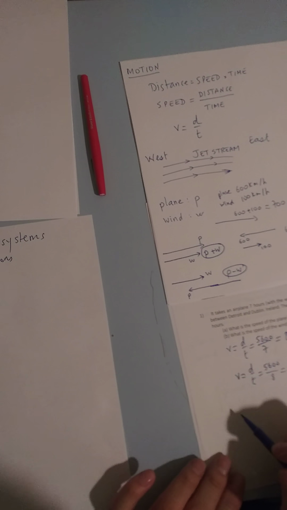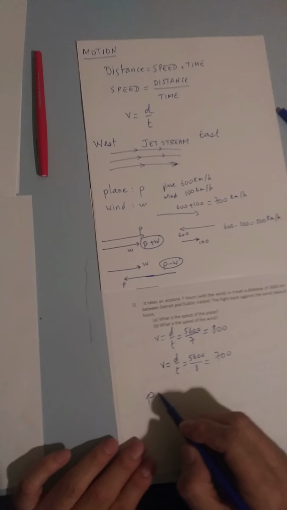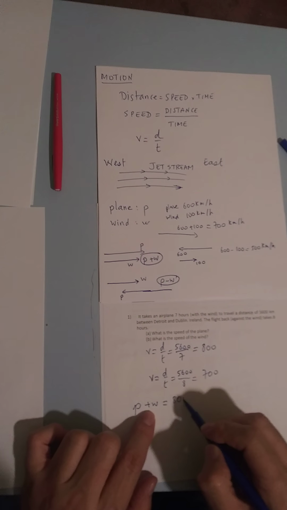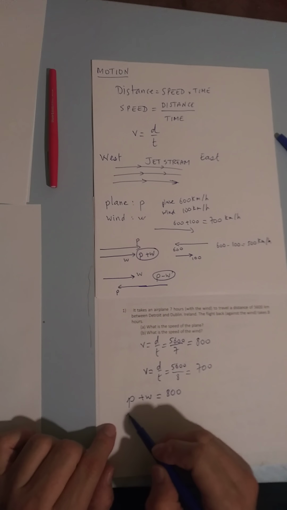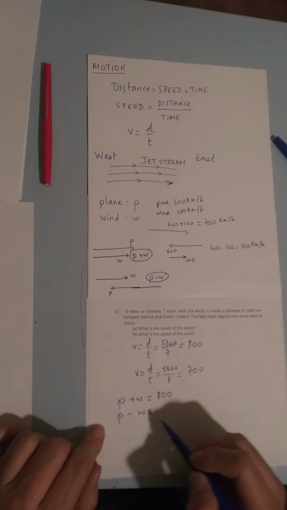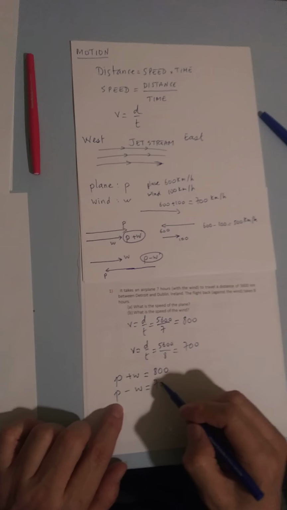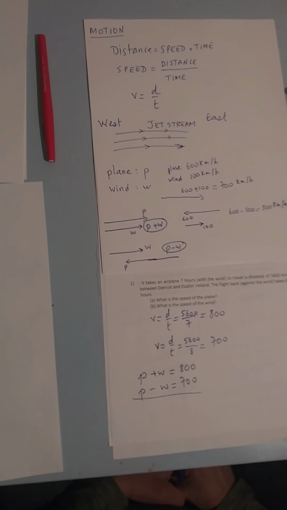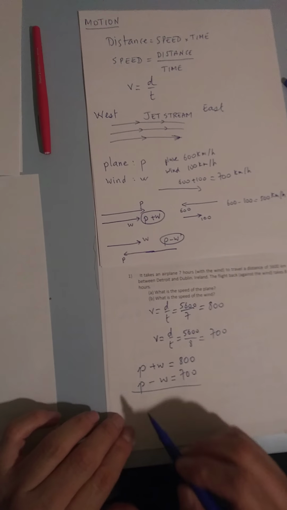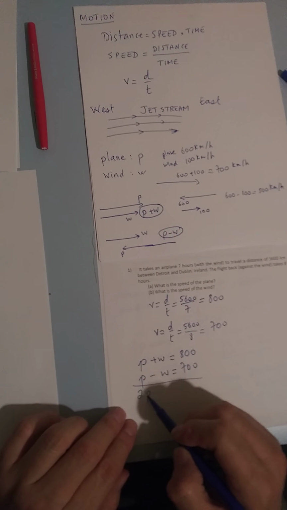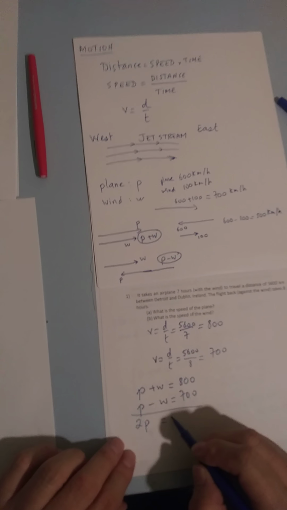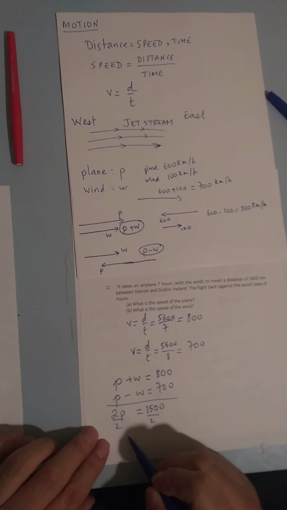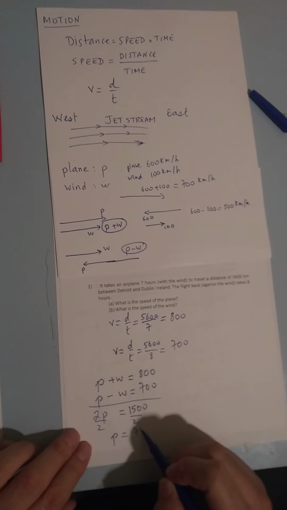Let us set up the equations. Okay, with the wind, the speed was p plus w. So p plus w equals 800. Against the wind, the speed is p minus w. P minus w is 700. We have two equations and two unknowns that can be solved by addition. Add these two equations. P plus p is 2p. W is cancelled. 800 plus 700 is 1500. Divide by 2. So that gives us p equals 750.